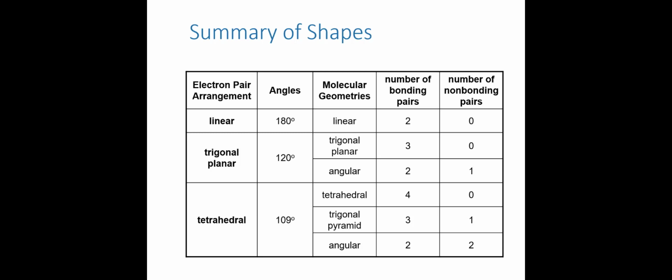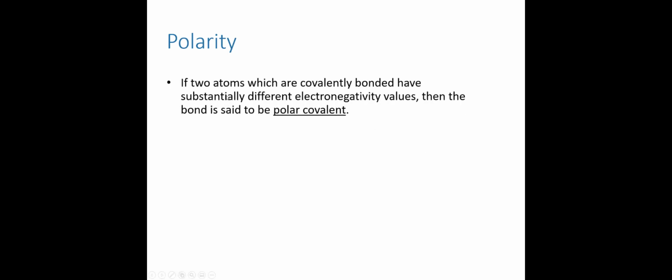I'm now going to move on to our final topic, and that is the topic of polarity. So if two atoms are covalently bonded to each other and they have very different electronegativity values, we say that that bond is polar covalent. You'll notice right now I am focusing only on bonds. By substantially different, I mean that the electronegativity difference between the atoms is 0.5 or greater. And typically it must be less than 2. Anything greater than 2 would be an ionic bond.